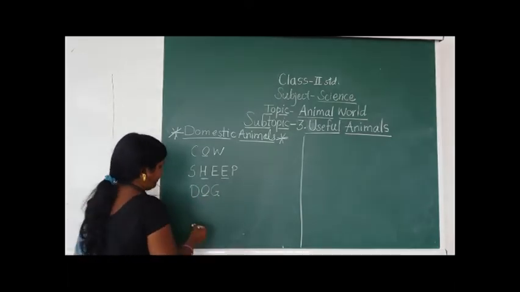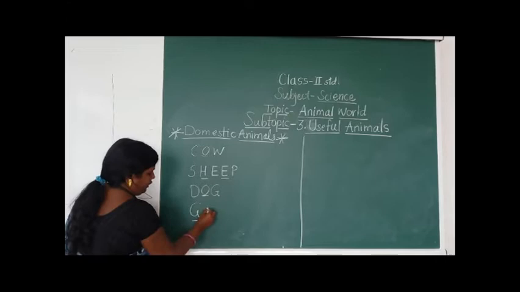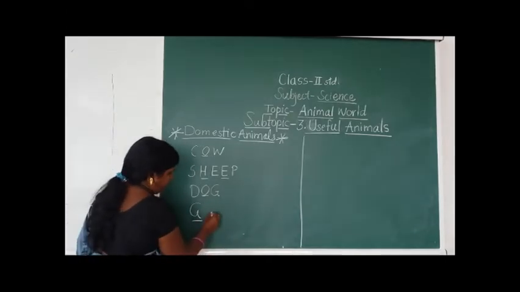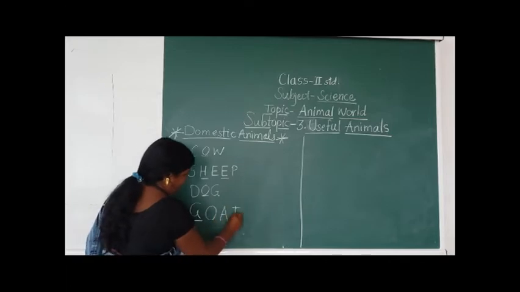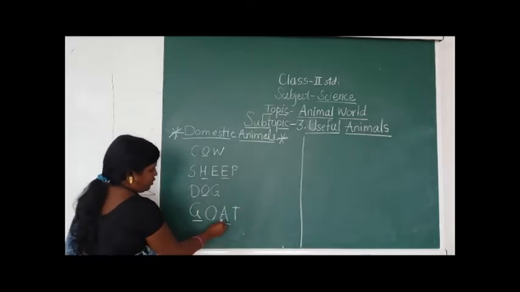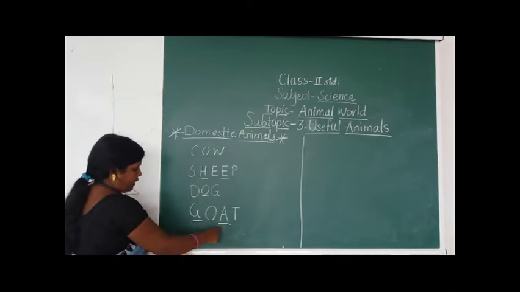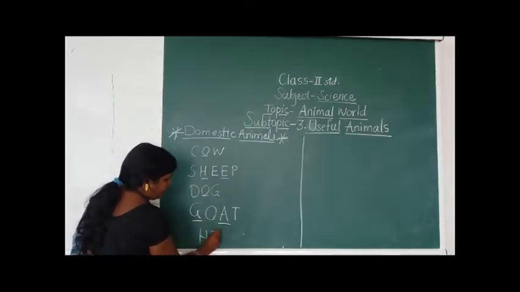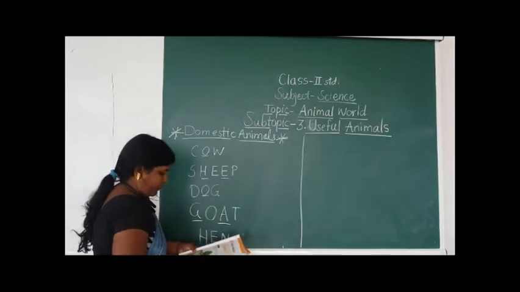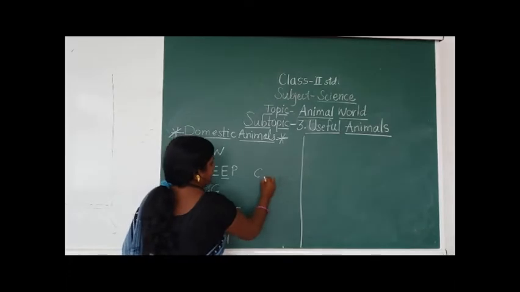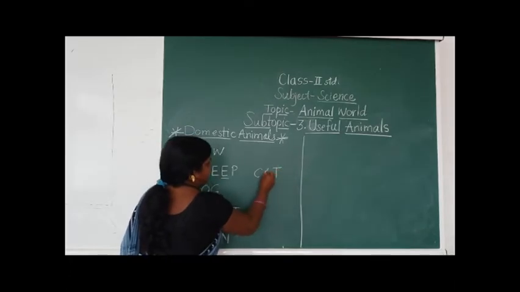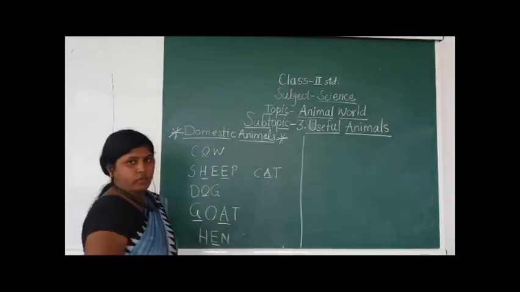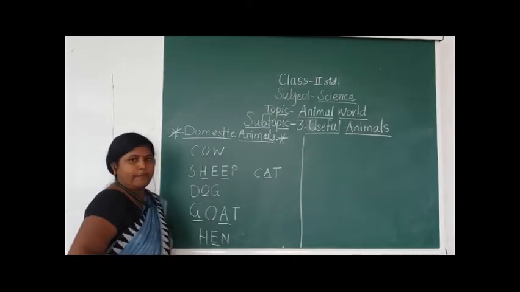Next, goat. So see, G. This is a fill in the blanks. O is already given. A-T. So they have given us T. So you have to fill G and A. O-T is given. Now hen. H-E-N. So E you have to fill. And again one is there, that is cat. So C. C-A-T. Cat. So in this way you have to fill all these words.